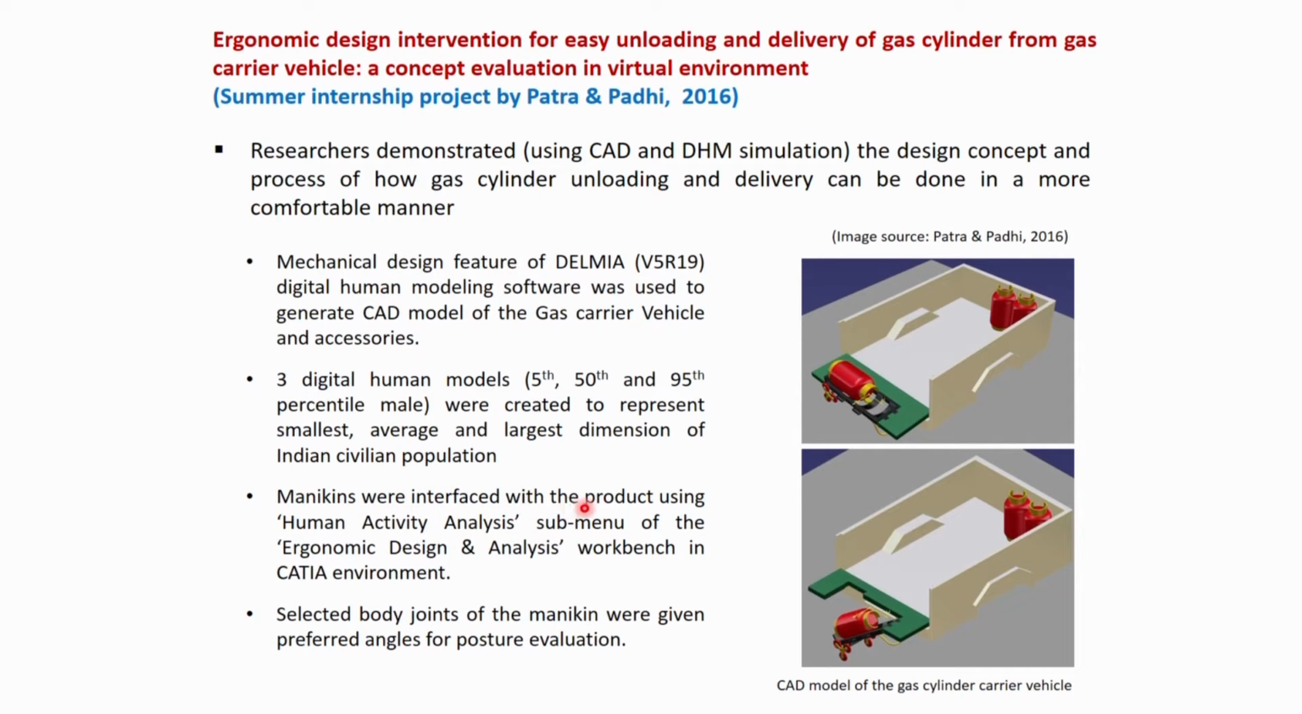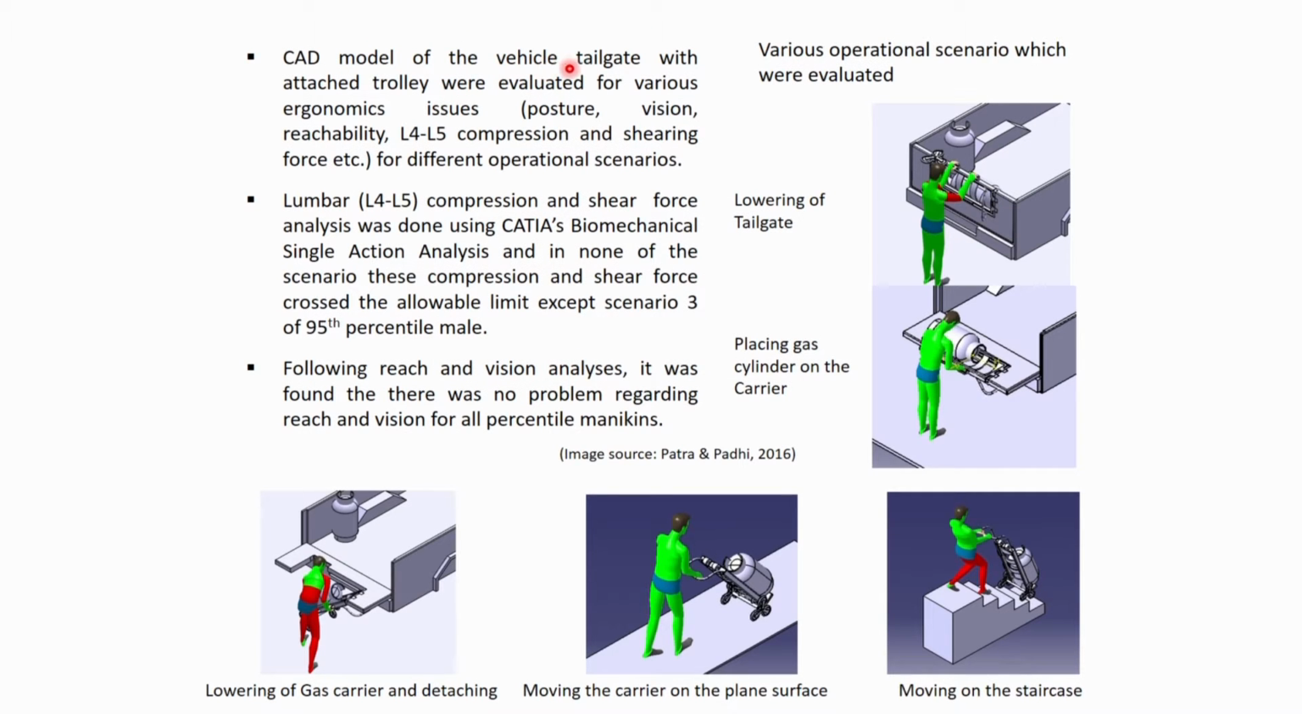Mannequins are interfaced with the product using the human activity analysis submenu of the ergonomic design and analysis workbench in CATIA software. Next, selected body joints of the mannequin are given preferred angles or comfort range of motion for postural evaluation. The CAD model of the vehicle tailgate with attached trolley is evaluated for various ergonomic issues like posture, vision, reachability, L4, L5 intervertebral decompression and shearing force, etc. for different operational scenarios. So they demonstrated the whole evaluation in 5 scenarios.